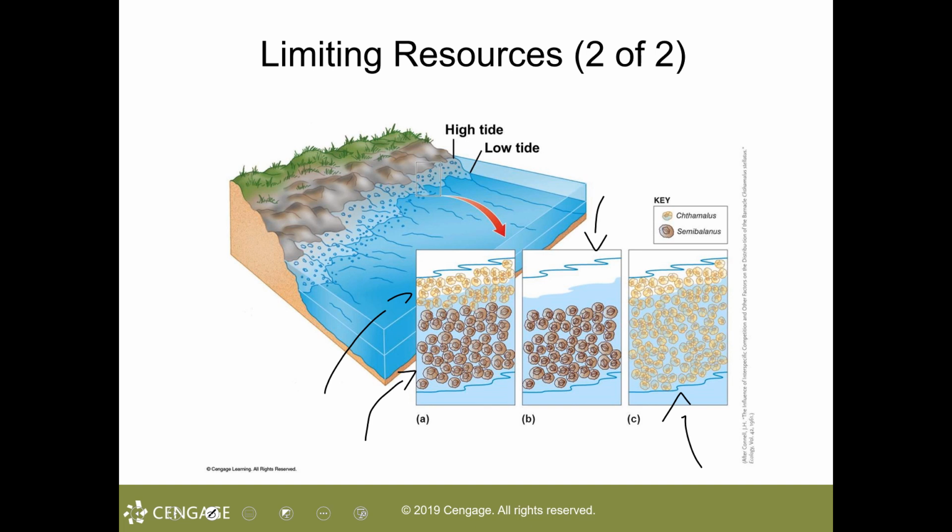So of course that meant, for those two species that compete for space, the Semibalanus species, which is larger and grows faster, outcompetes the smaller Chthamalus species of barnacles.